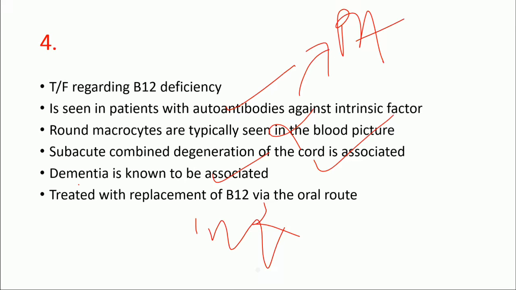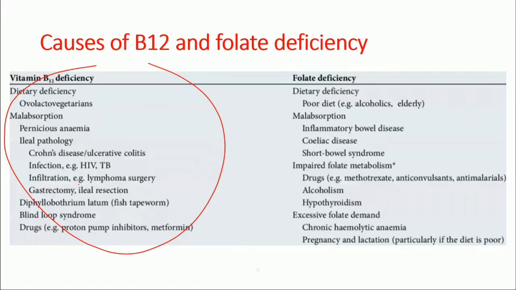Round macrocytes are seen in liver disease, pregnancy, alcoholism. Neurological manifestations are almost completely reversible. Cord disease, not very much, but dementia does improve with B12 in patients who have B12 deficiency.